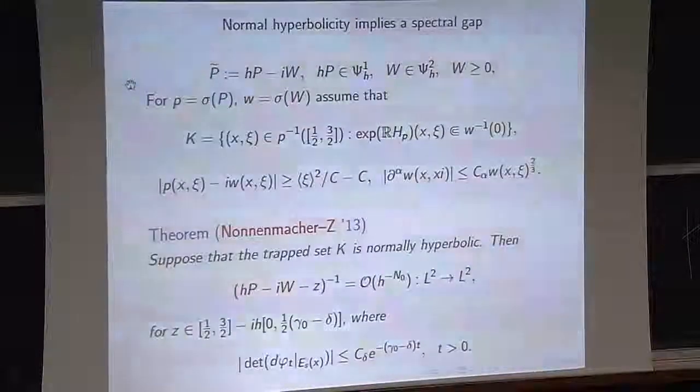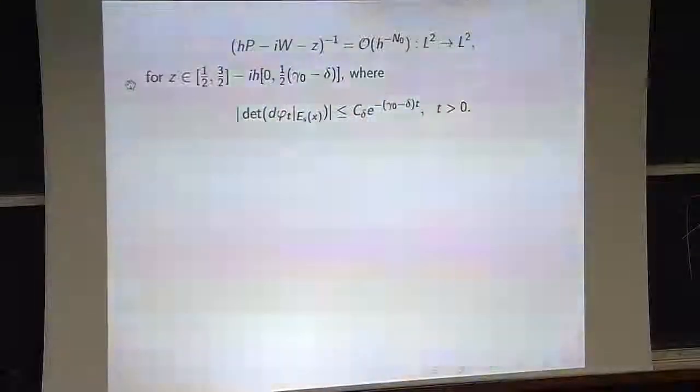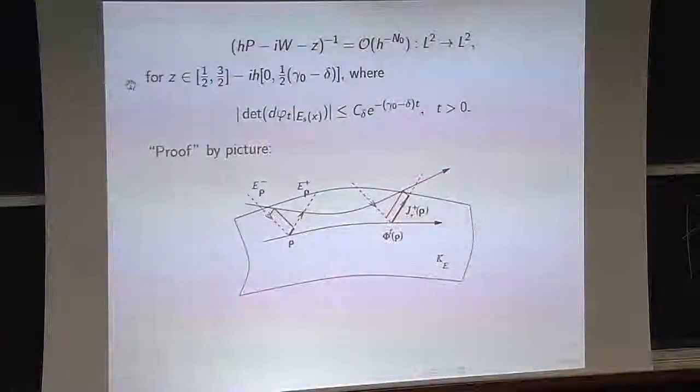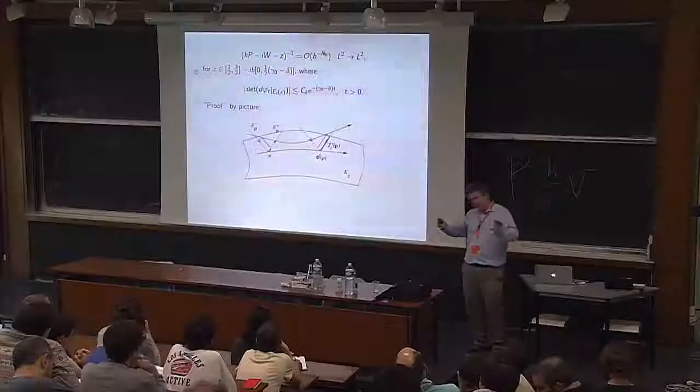So here, then you have the same constant. So here is the statement of this result. I won't prove it, but I'll give a proof by picture. The proof is a little technical, but the idea is that you can localize near the trapped set.